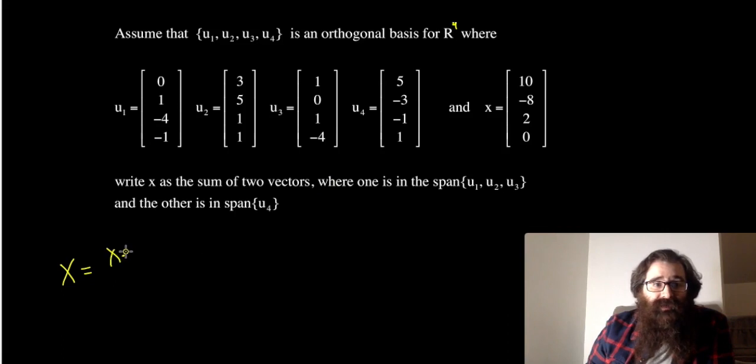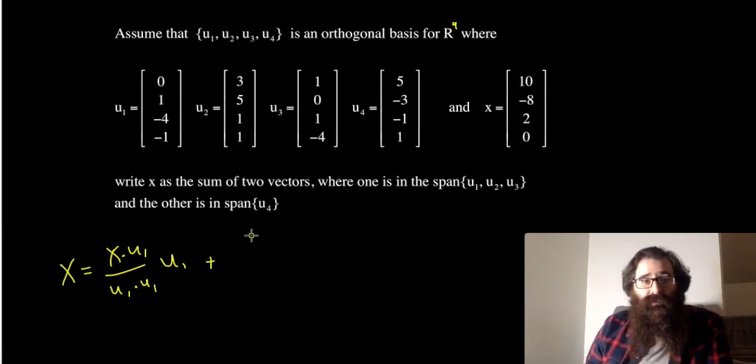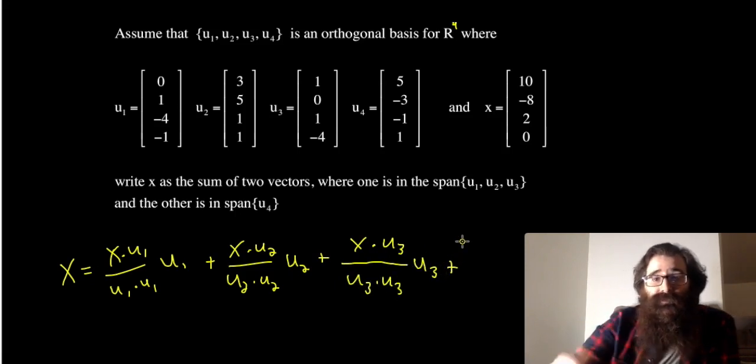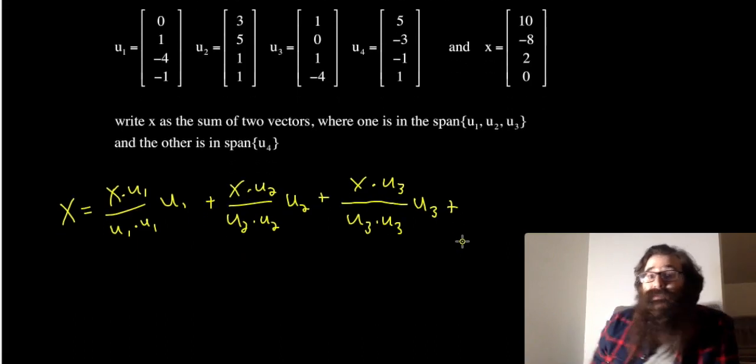It's going to be x dotted with u sub 1 over u sub 1 dotted with u sub 1 times vector u sub 1 plus, then next it's going to be x dotted with u sub 2 divided by u sub 2 dotted with u sub 2 times vector u sub 2 plus, guess what the next piece is going to be? X dotted with u sub 3 divided by u sub 3 dotted with u sub 3 times vector u sub 3 plus, can you guess what that last piece is going to look like?